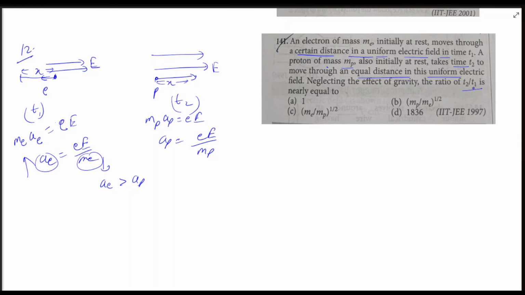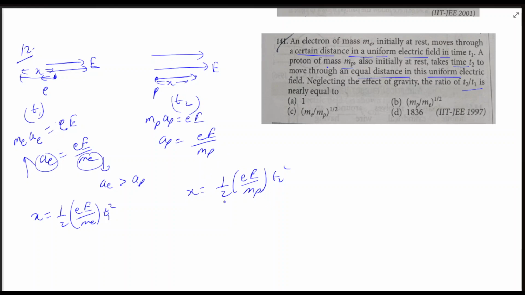Now find t2. Okay, so simple. We can use the second equation. So x equals half times acceleration, eE by me, into t1 squared. Similarly for this, it will be half eE by mp into t2 squared.